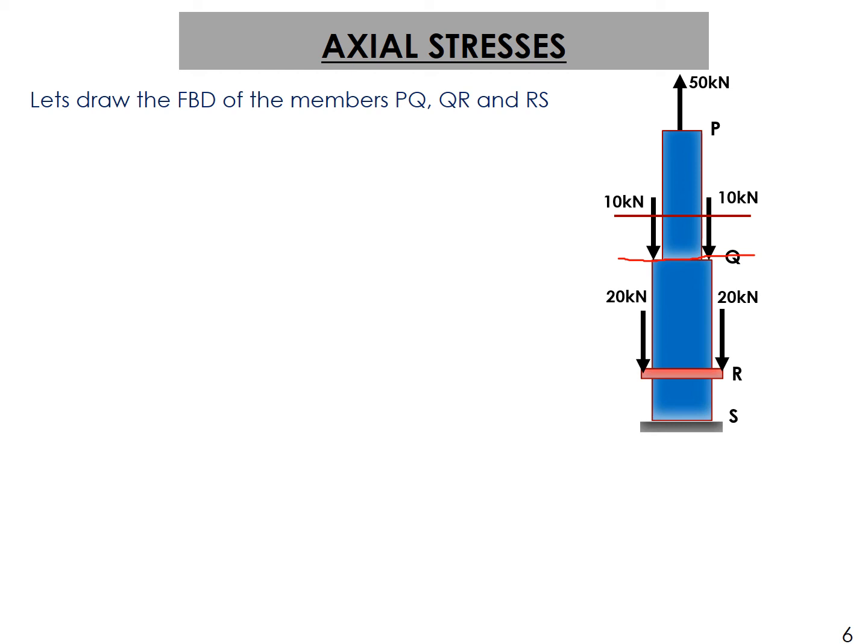I think it is quite clear from here. On PQ, we have a 50 kilonewton force acting in the upward direction. It means at this section there will be an internal resistive force equating this 50 kN. So we get one more force at this section of magnitude 50 kN in the opposite direction. That is how the equilibrium of this member is maintained. It's very important. This is the final free body diagram of member PQ. I think it is quite clear to you.